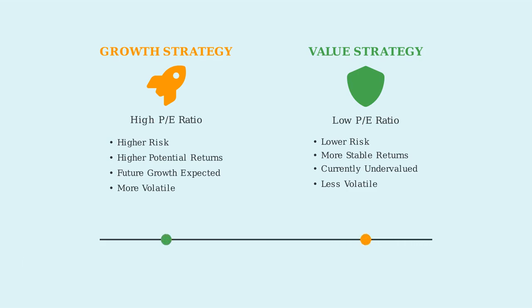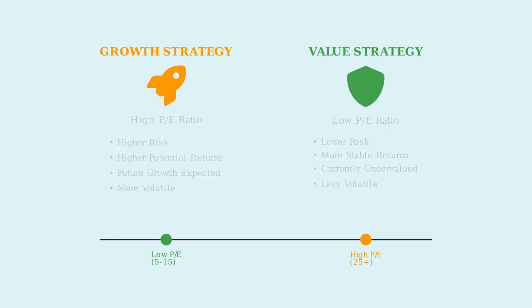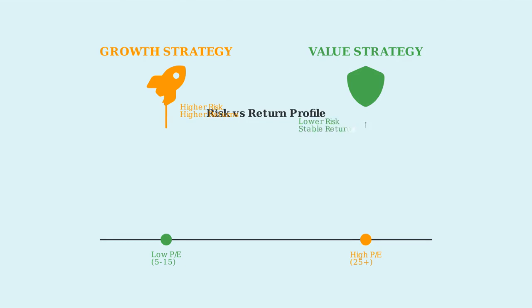We can visualize these strategies on a PE spectrum. Value investing typically involves PE ratios between 5 and 15, while growth investing often sees ratios of 25 or higher. The key trade-off is between risk and potential returns. Growth strategies offer higher potential returns, but come with increased volatility and risk. Value strategies provide more stability, but typically generate more modest returns. Understanding your portfolio's PE ratio helps identify whether you're following a growth or value approach, allowing you to align your investment strategy with your risk tolerance and return expectations.